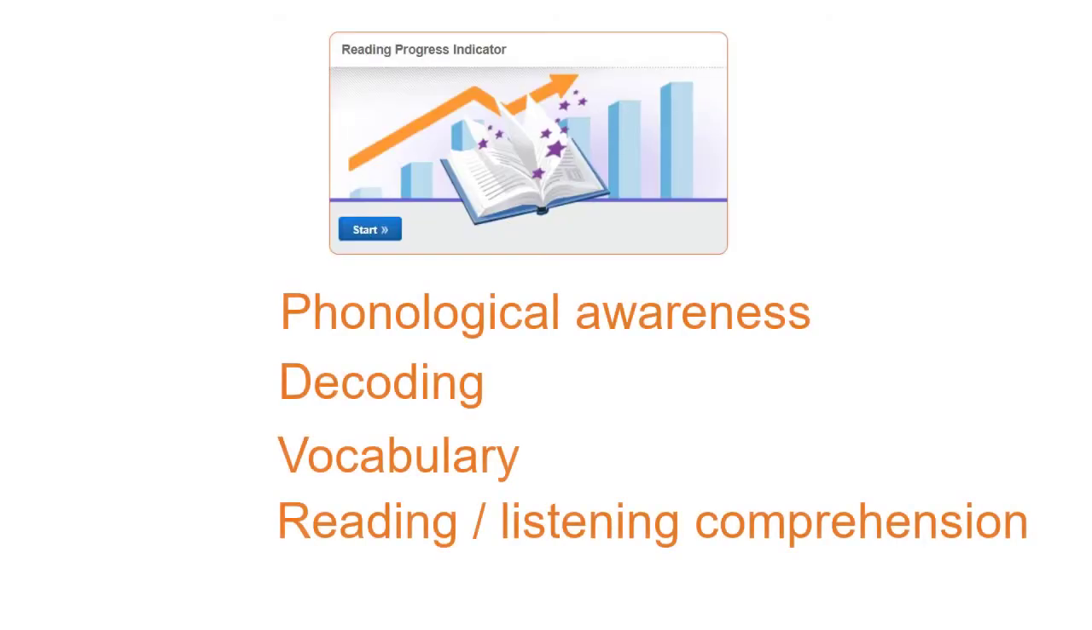The assessment's called the Reading Progress Indicator, or RPI, and it's a brief norm-referenced assessment of phonological awareness, decoding, vocabulary, and reading and listening comprehension. And it was designed as a tool for benchmarking the student's response to the ForWord programs. However, it's not a diagnostic tool.